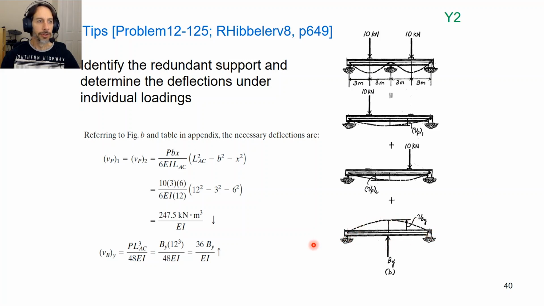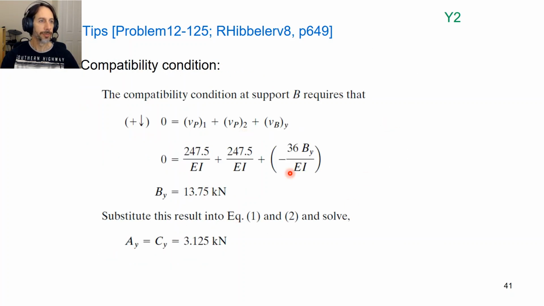And then for our unknown reaction force, this is a standard solution, PL cubed upon 48 EI. P in this case will be our unknown force By, so we can substitute that into the equation, substitute our length for our beam, which is 12, and we get that equation for our deflection at B. Now from compatibility, we know the deflection here at B is 0. So this plus this plus this is equal to 0. So we can write that equation and solve for our unknown redundant support reaction By.